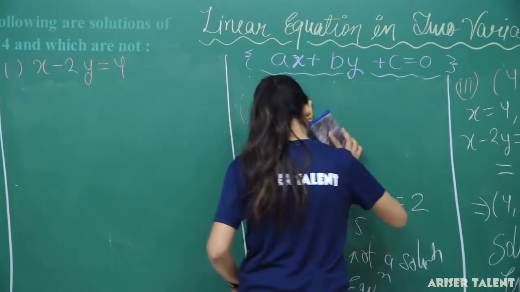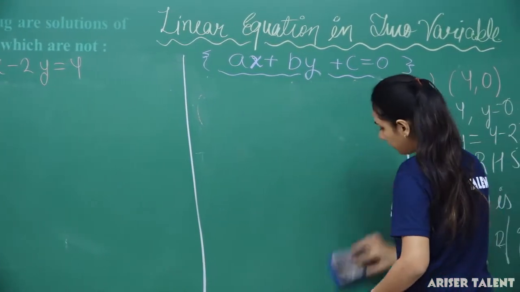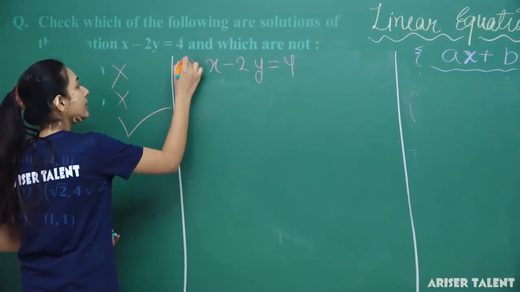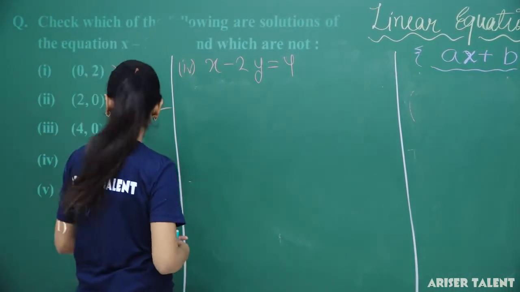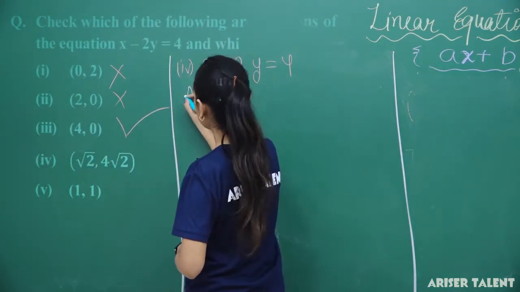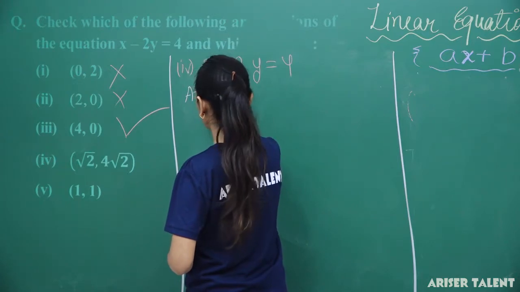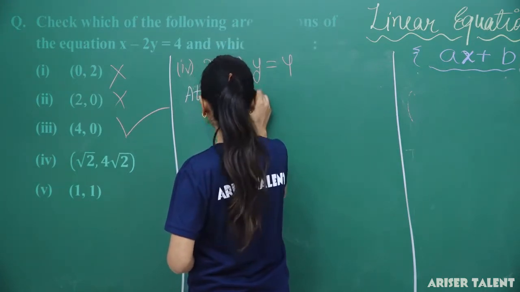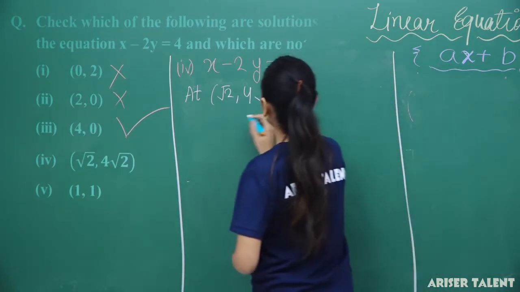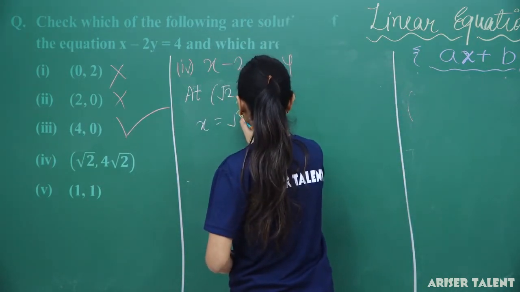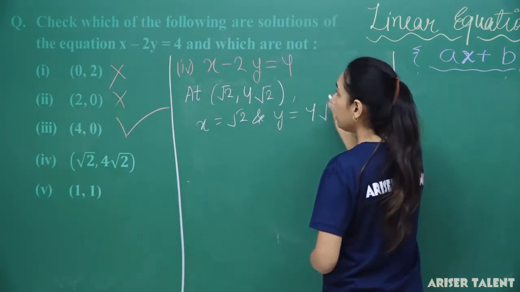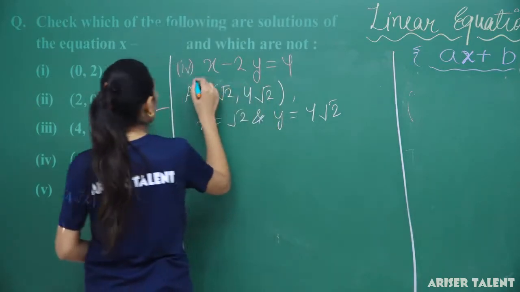Here, again we have given the same equation, and the point root 2 comma 4 root 2, right? For this, x equals root 2 and y equals 4 root 2. Now, I am just showing you another method.